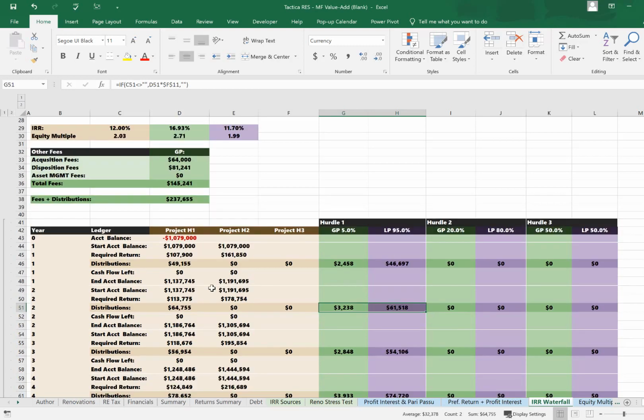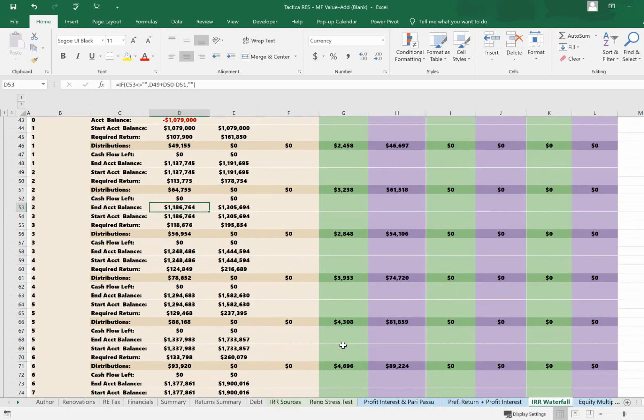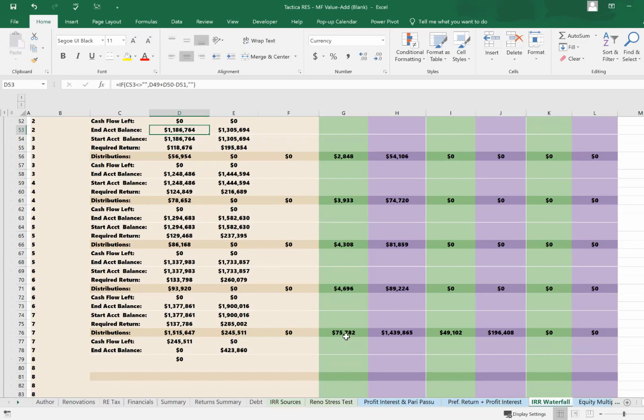So you can see here that the cash flow early on isn't enough to fulfill the 10% IRR required return. So whatever the distribution is short on will get tacked on to the end account balance. So you can see here for the project cash flows, they'll jump from 1.14 million to 1.19 million, call it roughly. And as we work our way down, once we get into year 7, we'll finally get into that second hurdle where the cash flows will be split 20% to the GP and 80% to the LP.